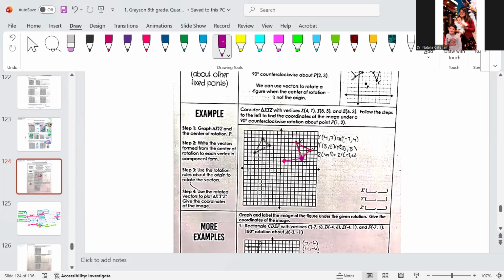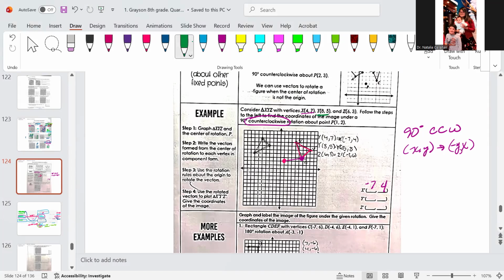Okay, so if this is counterclockwise, 90 degrees counterclockwise, x, y, what's the formula? Negative y and x. Like that? Yeah. So if it is 4, 7, then it is negative 7, 4, correct? Yeah.